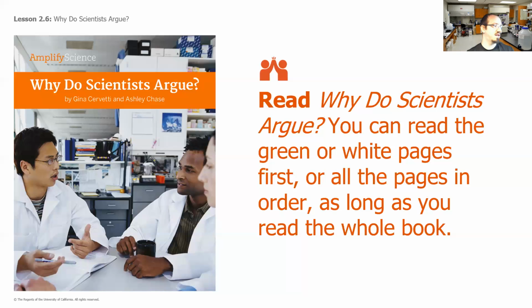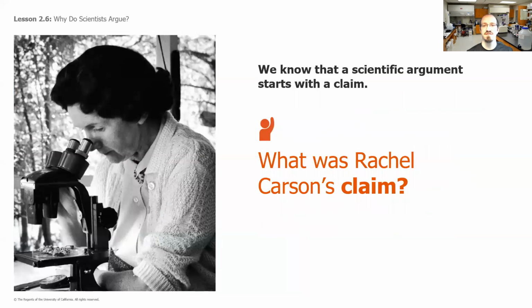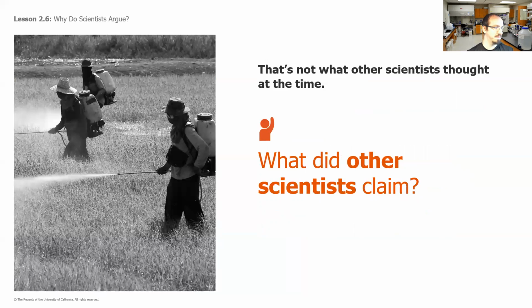When you're done, we have a couple of questions to answer. We know that a scientific argument always starts with a claim, right? So what was Rachel Carson's claim? Her claim was that pesticides kill many organisms in the ecosystem and not just insects or weeds. And that's not what other scientists thought, right? So what did other scientists at the time think?